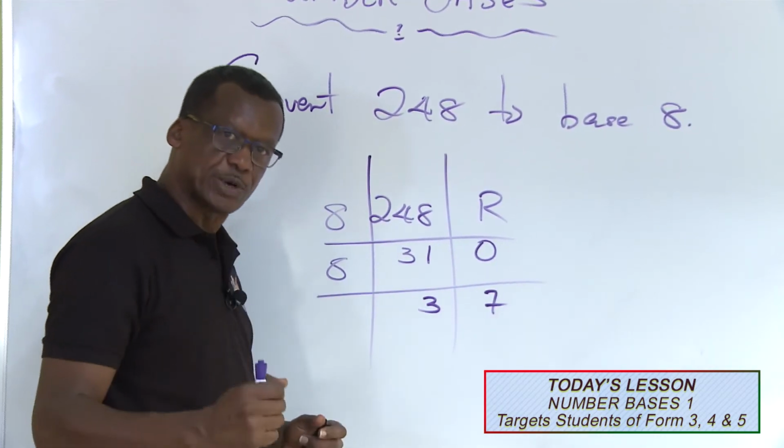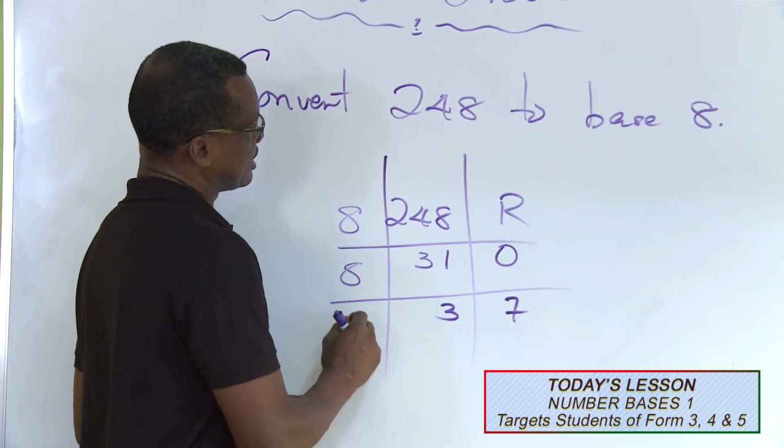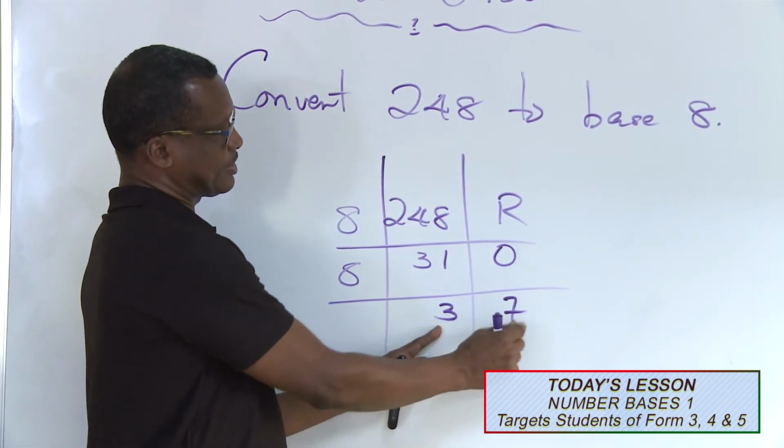How do we read out the answer? We have now 370.